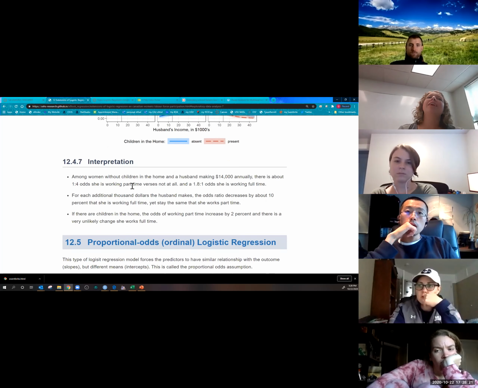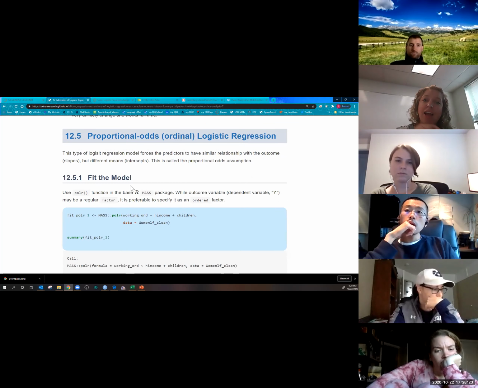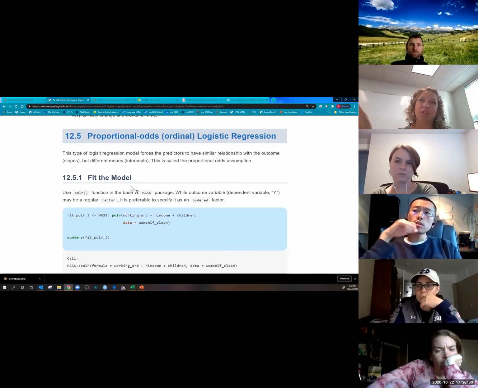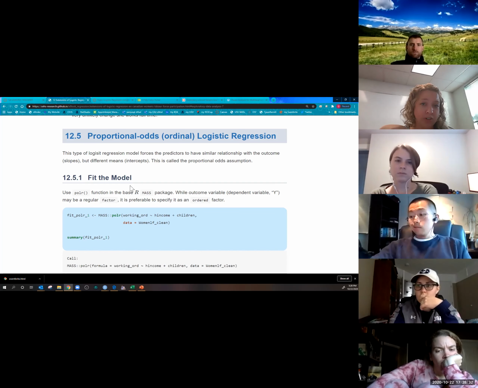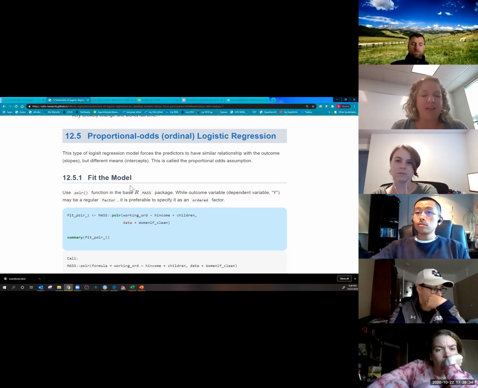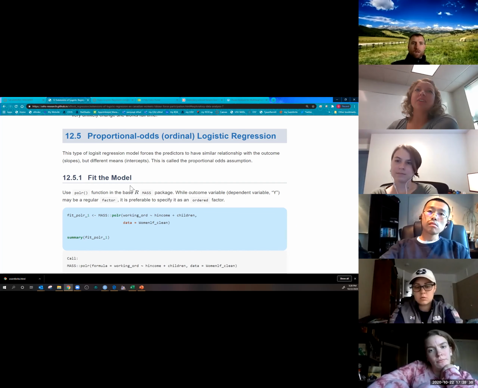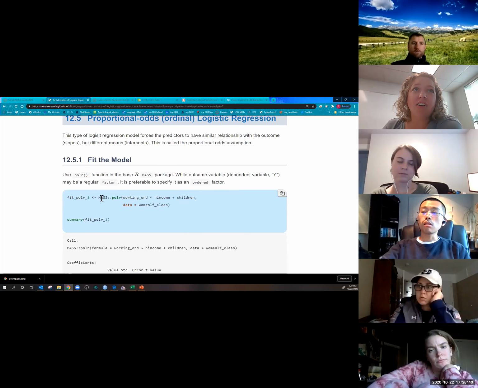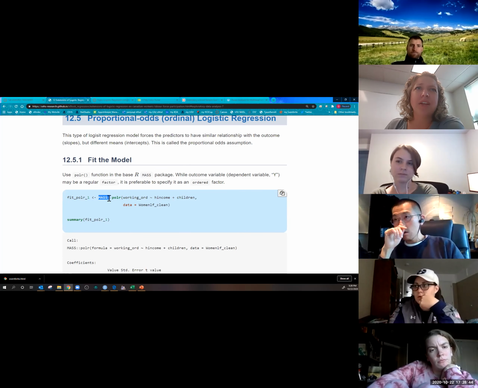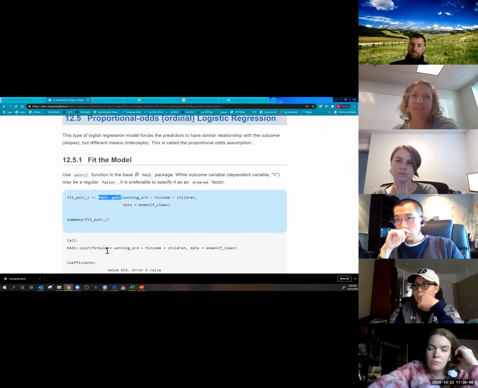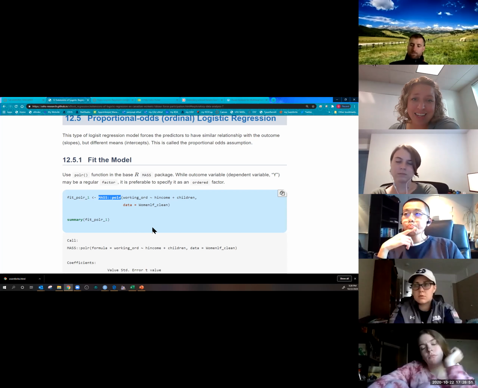So in that case, we could analyze this with the proportional odds logistic regression, which is also called ordered logistic regression or ordinal logistic regression. We got to have multiple names for things. Got to keep it exciting. Okay, this is how you fit it in R. You use the MASS package, which I forget what it stands for, and the polr, P-O-L-R function. Other than that, it's the same.